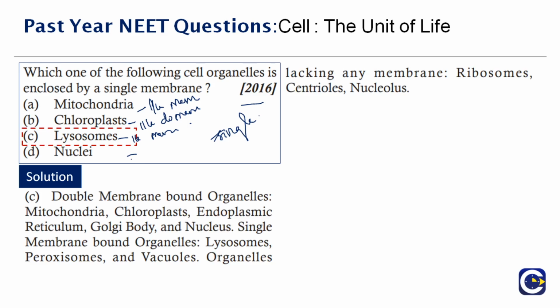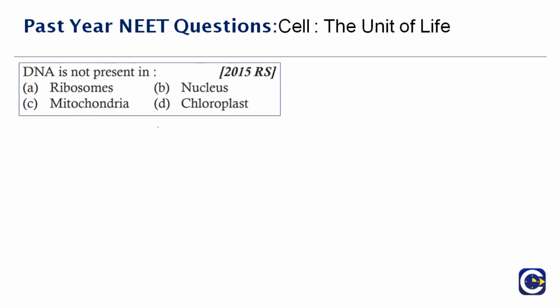So this is how they will vary. Now, in the solution part, they have given that double membrane bound organelles are mitochondria, chloroplast, endoplasmic reticulum, Golgi body, nucleus. Nucleolus is membraneless. Now, next question. This question was asked in the year 2015. DNA is not present in dash.